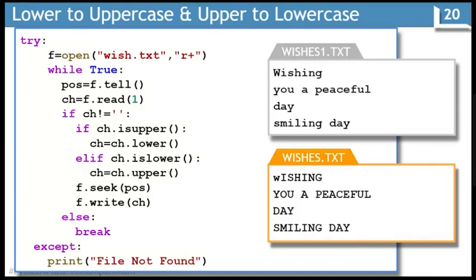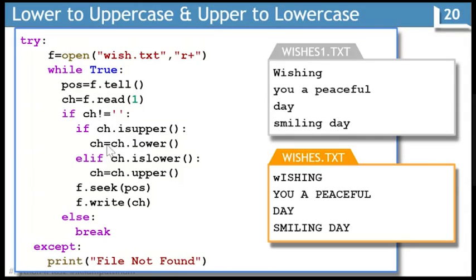With the help of this loop, you will take the current position of the file cursor, which is going to be 0 obviously in the beginning, and then you will read the very first character from the file, and then you will check if it is not equal to null. In that case, you will be checking whether it is uppercase or not.